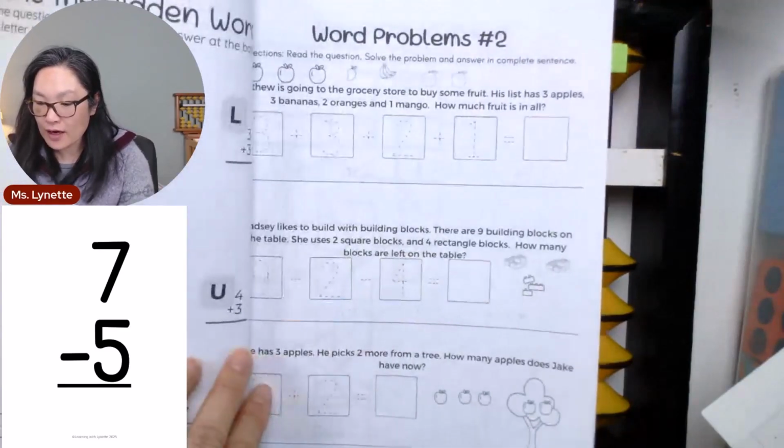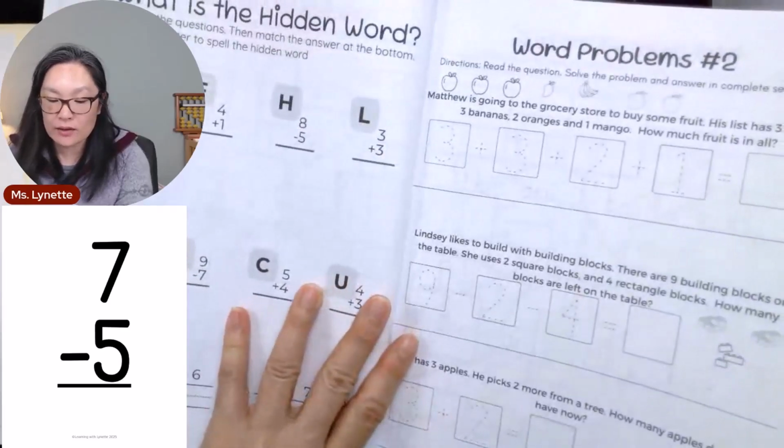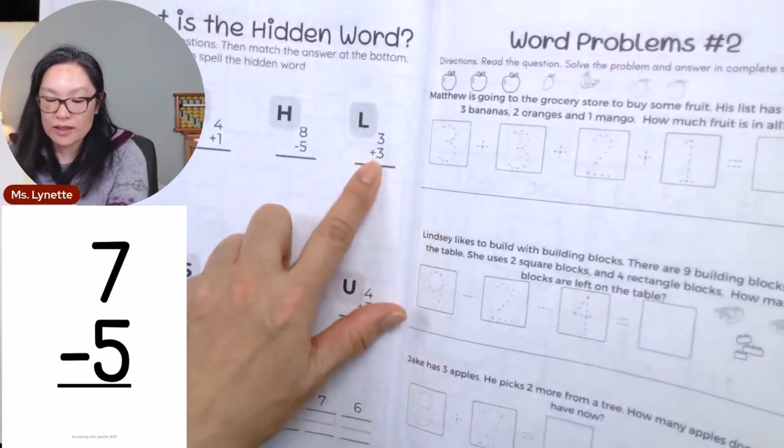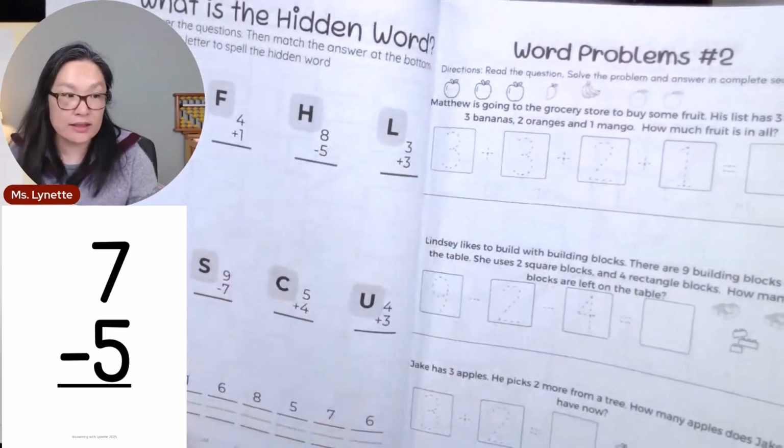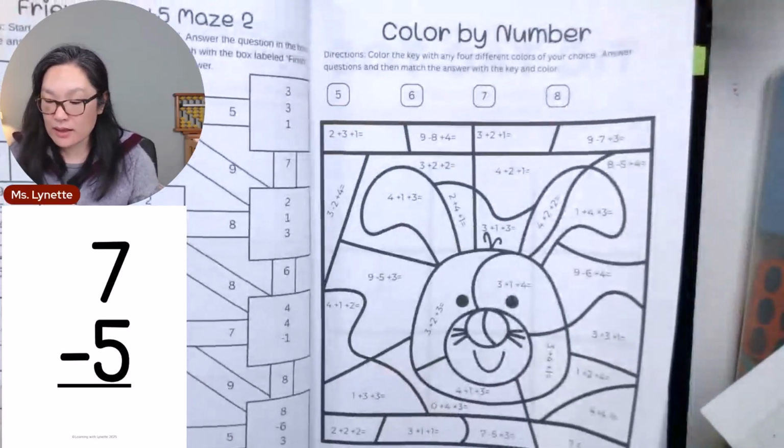And then I have more word problems and the hidden word. So again, for the hidden word, you have to find what the answer is, and whatever the answer is, put it down here. So that's what that is.